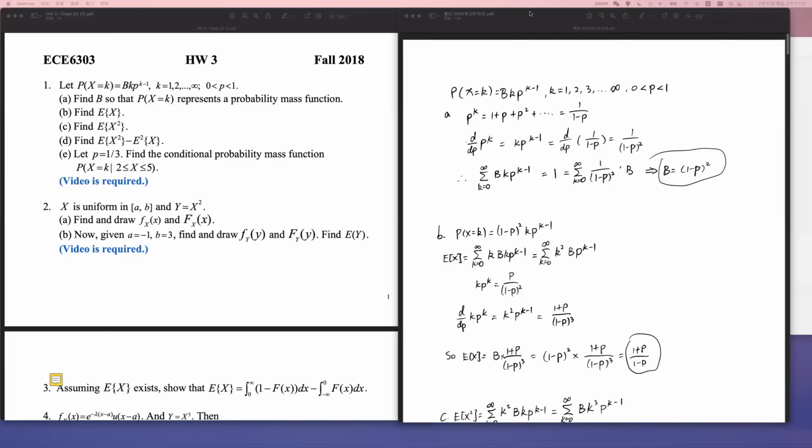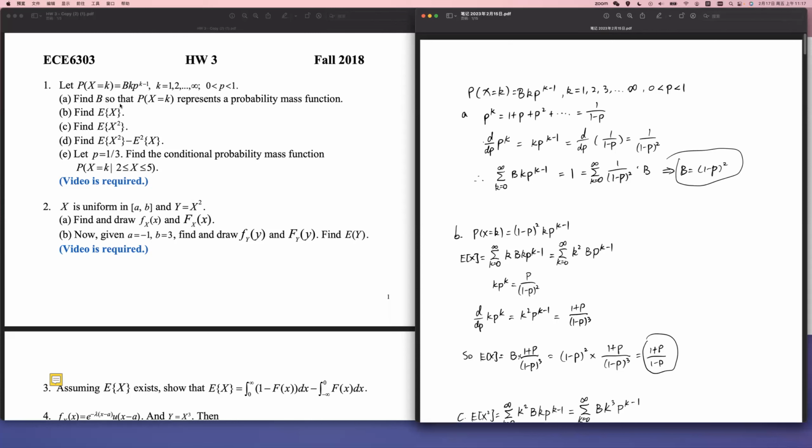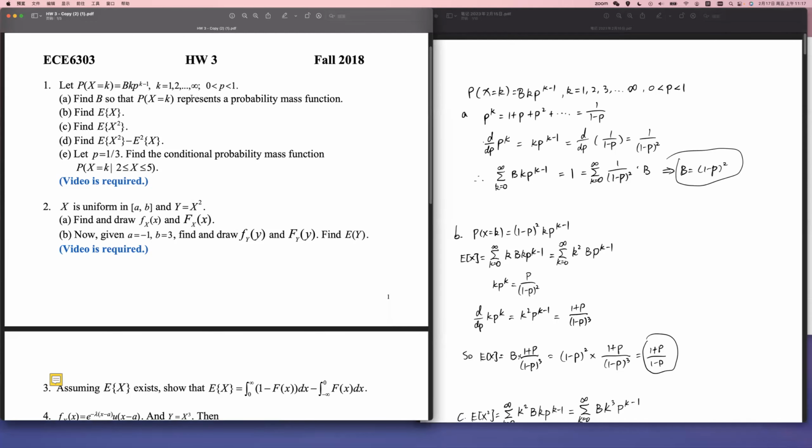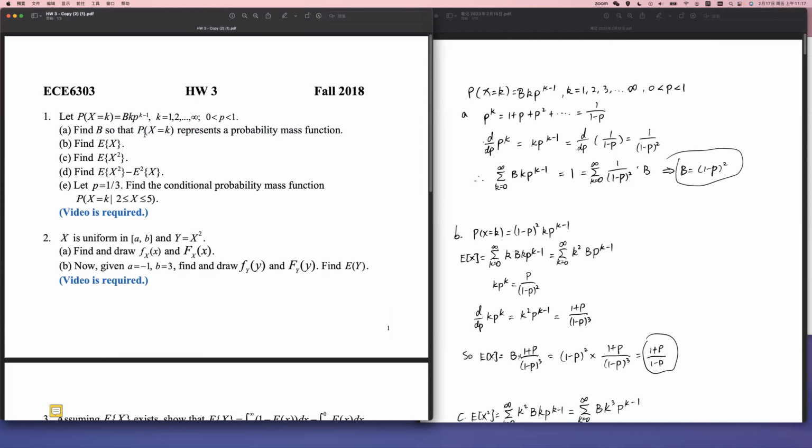Okay, so the first question asks for a valid probability mass function. We can see that k is a discrete random variable, and we know that the sum of p(x = k) from k equals 0 to infinity should equal 1.